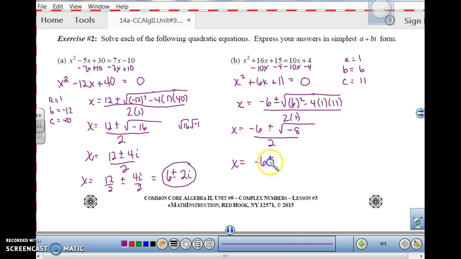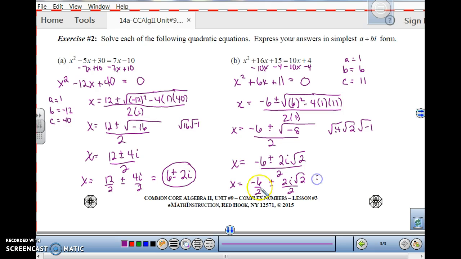All right, and now I need to simplify the square root of negative 8. Well, remember, 8 is 4 times 2, and then it's times the square root of negative 1, which would be i. So this is going to be 2i, because the square root of 4 is 2, the square root of negative 1 is i, times the square root of 2, all over 2. Okay, we're going to simplify this by dividing both of these by 2. Negative 6 over 2, plus or minus 2i radical 2 over 2.